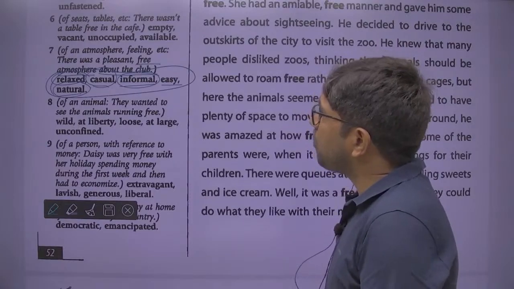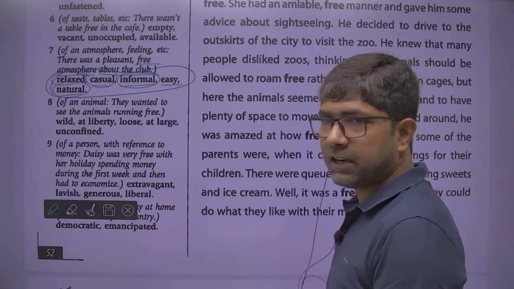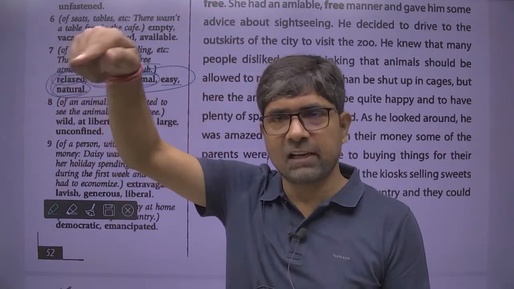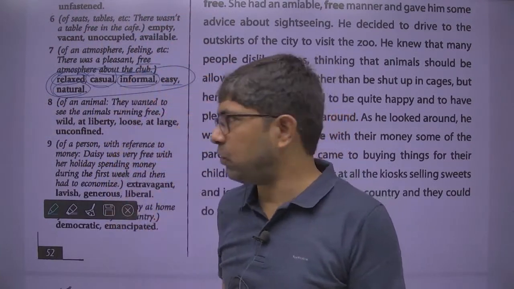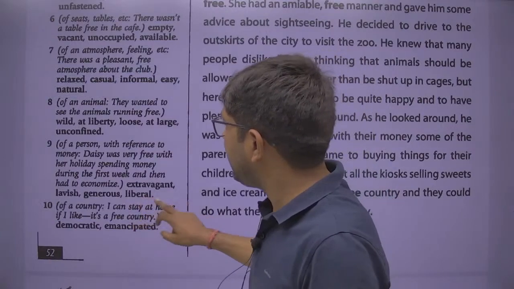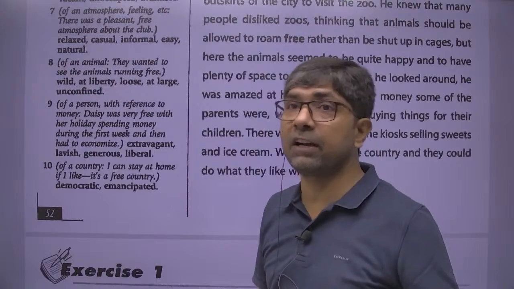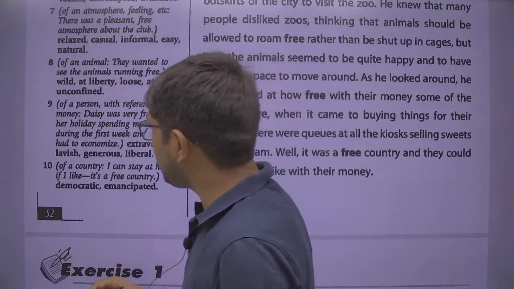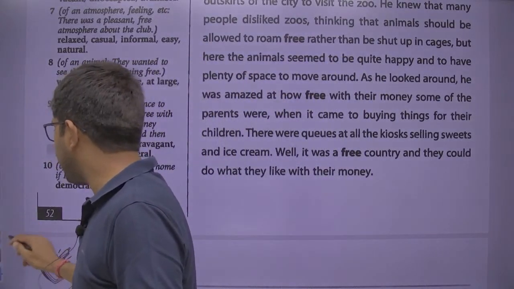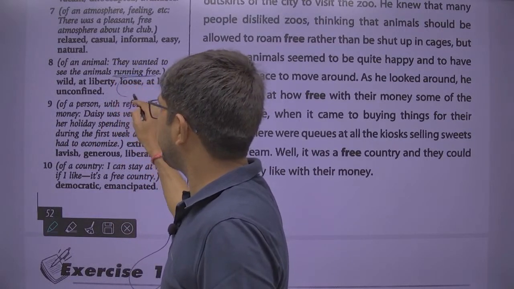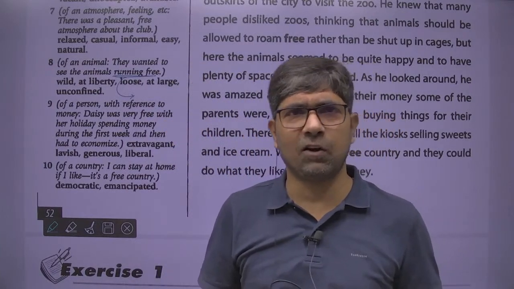So there was a pleasant and free atmosphere about the club. About the club means club के चारों ओर. Then we have an animal. They wanted to see the animals running free. Running free means they were not chained. Running free means अपनी मर्जी से जितना दौड़ना हो.